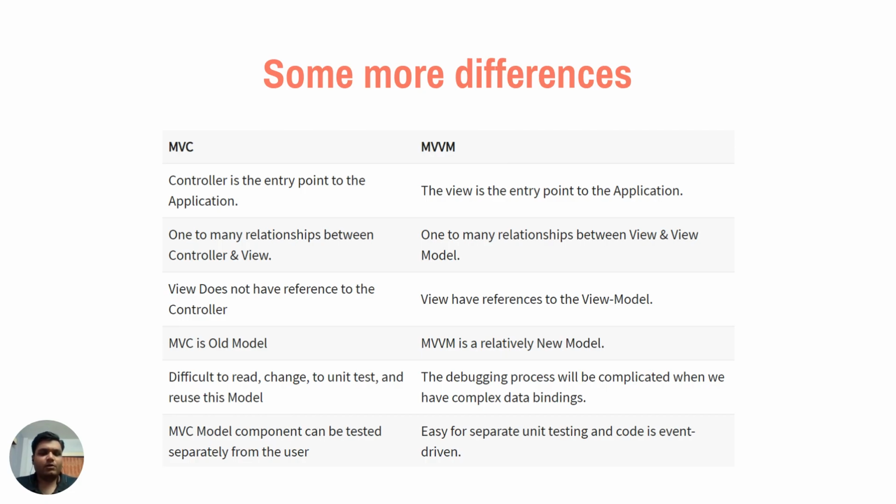And in MVC, the code is difficult to read, change, and unit test, whereas in MVVM, the debugging process is quite complicated, but the architecture is quite clear. And MVC components can be tested separately from the user, whereas in MVVM, it's easy to separate unit testing and code is event driven. So that's all from my side.